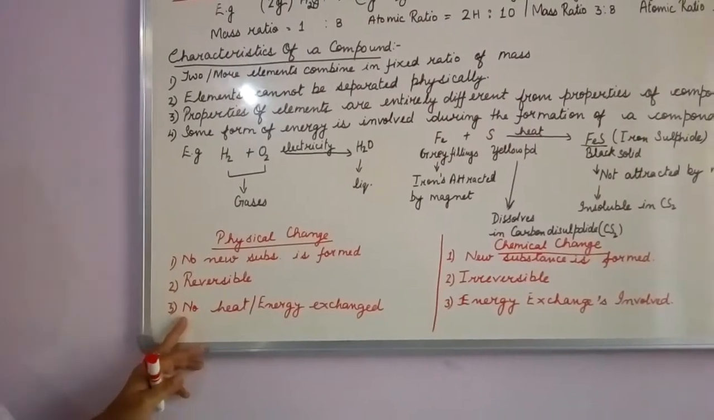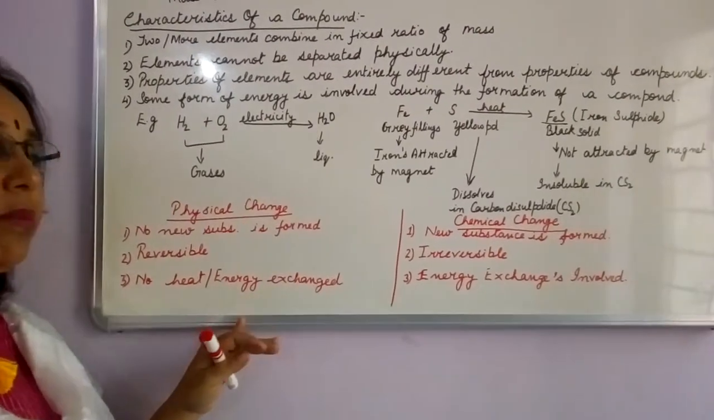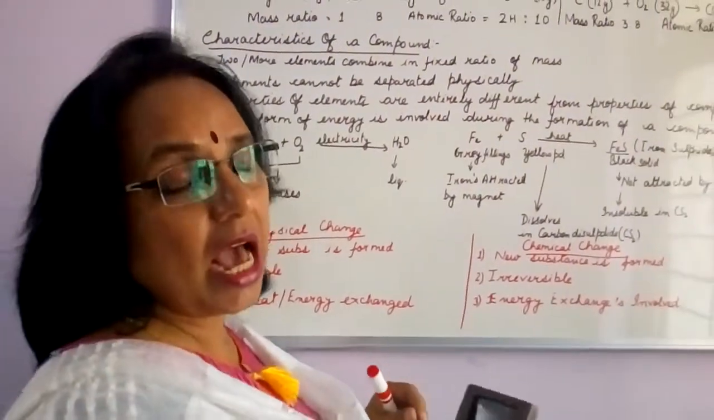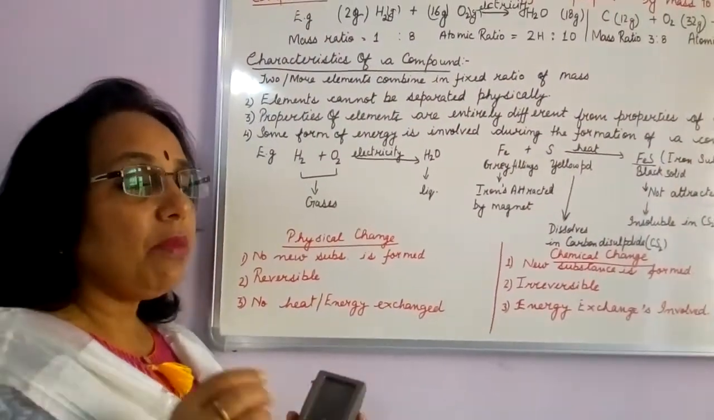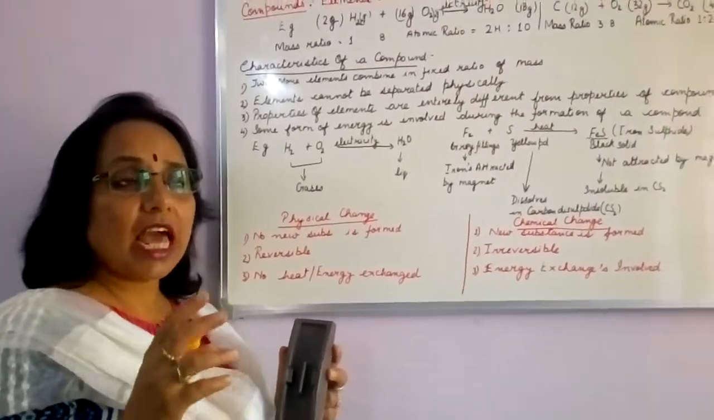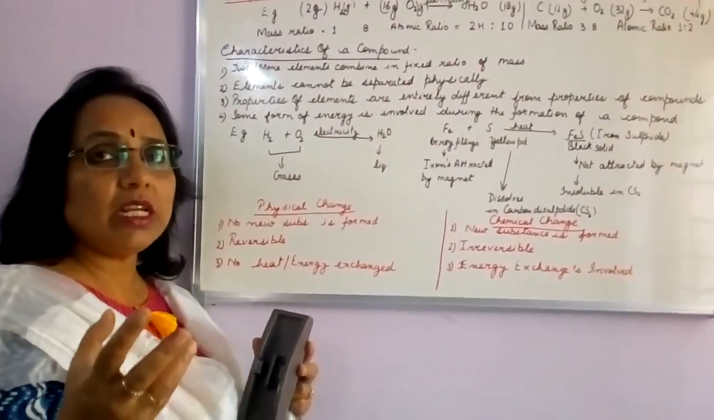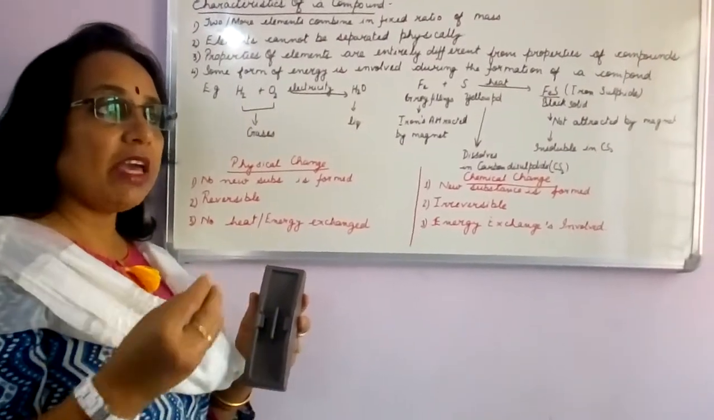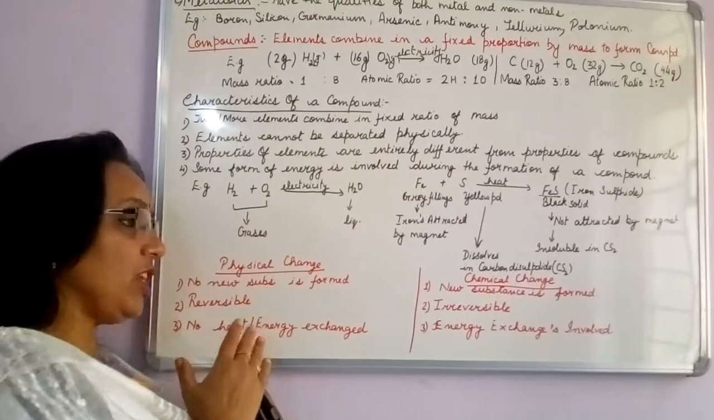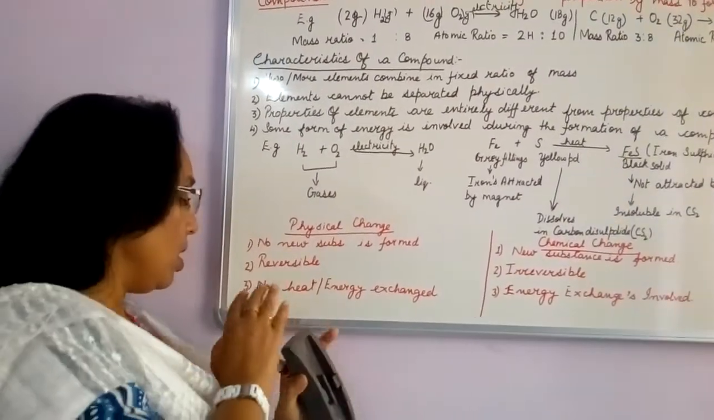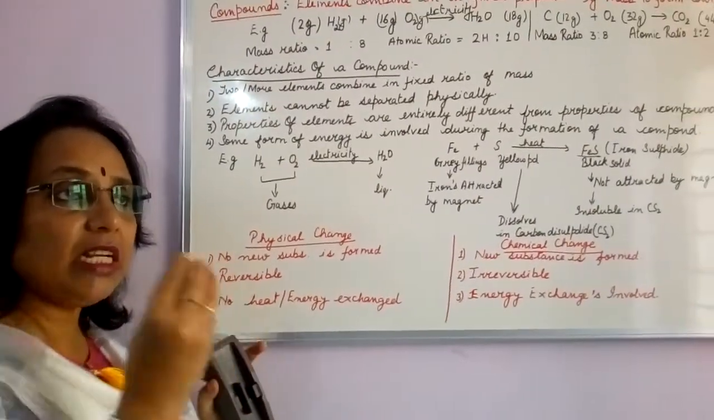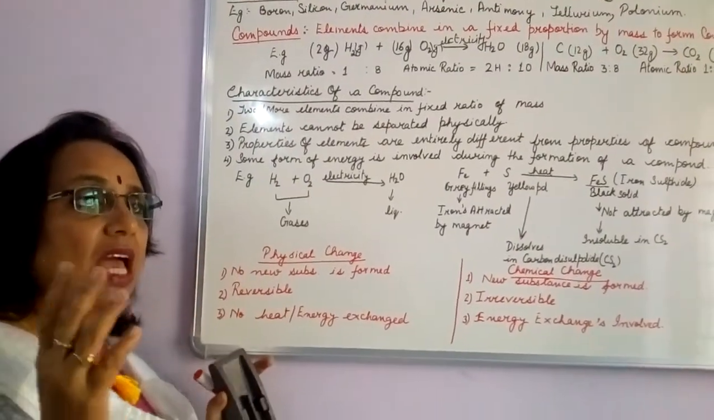Third, no energy is exchanged. Remember, whatever the amount of heat is, suppose I am converting solid ice to water, I am adding some heat. And the same amount of heat can be removed. If I want to convert the liquid water to solid ice, I will remove the same amount of heat. So the net heat exchange is the same. No change in heat quantity is taking place over there. Whatever heat I have added, the same amount of heat I have removed.